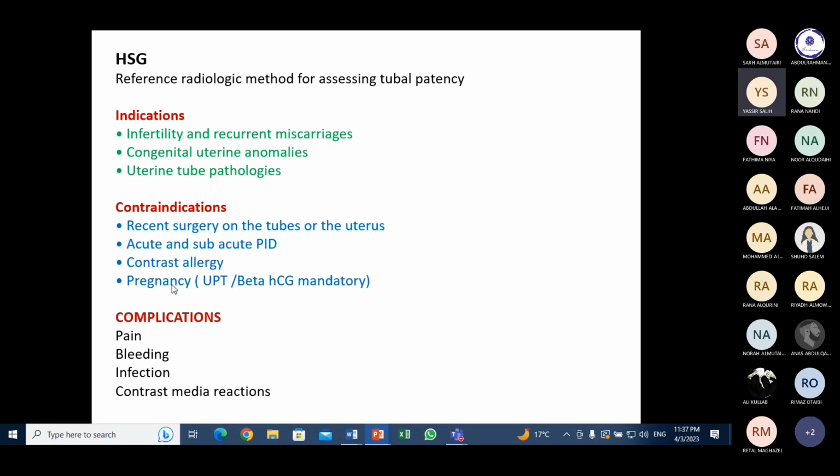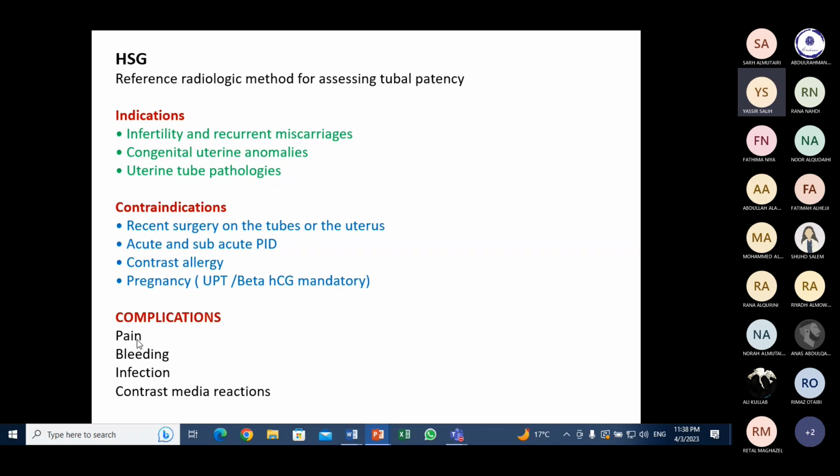The last one is very important. If there is any suspicion of pregnancy, don't do this, because it is hazardous due to the radiation and contrast. So if you are not certain whether the patient is pregnant, you can investigate by urine pregnancy test or serum beta HCG. You have to be sure that this patient is not pregnant before doing this technique.